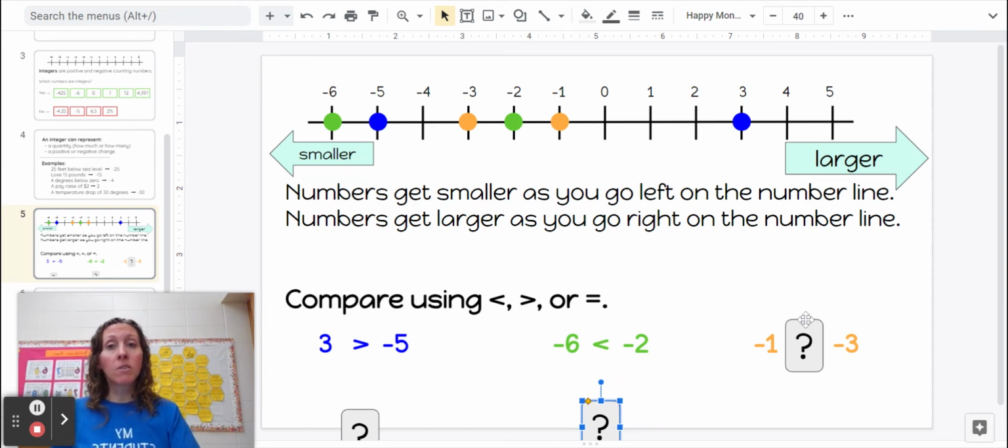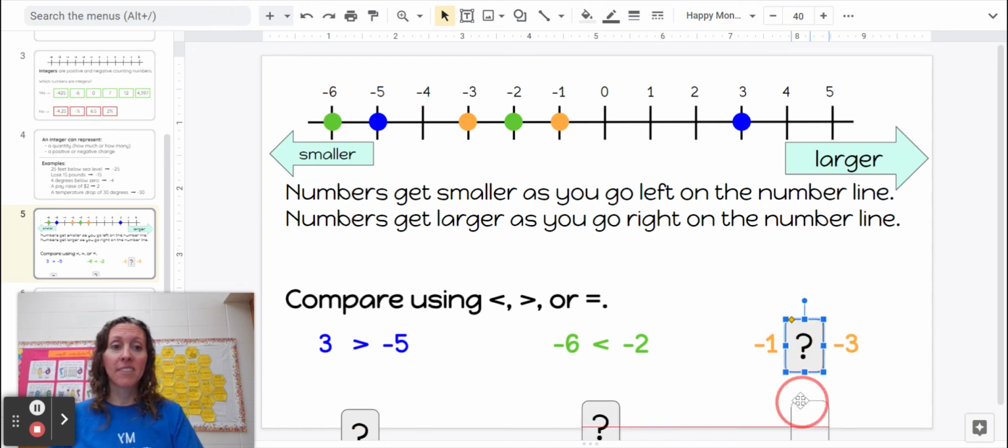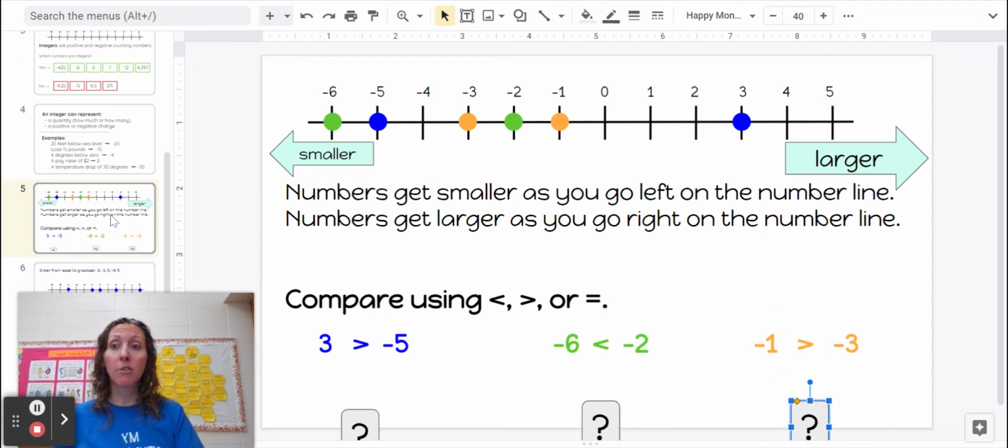You can also think of the alligators if that's helpful, and it's going to eat the number that is further to the right. It's going to eat the bigger number. All right, negative 1 and negative 3, I plotted those here. Negative 1 is further to the right, so negative 1 is greater than negative 3. So that's how we would compare those.